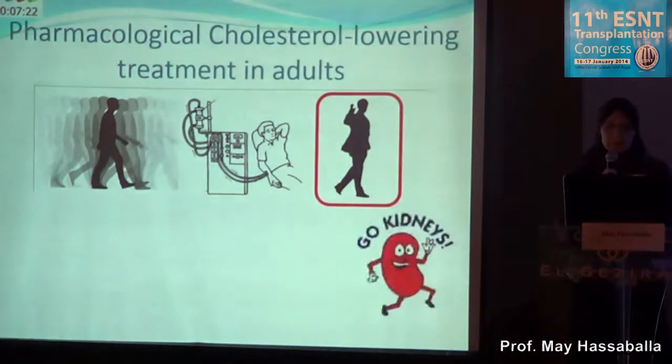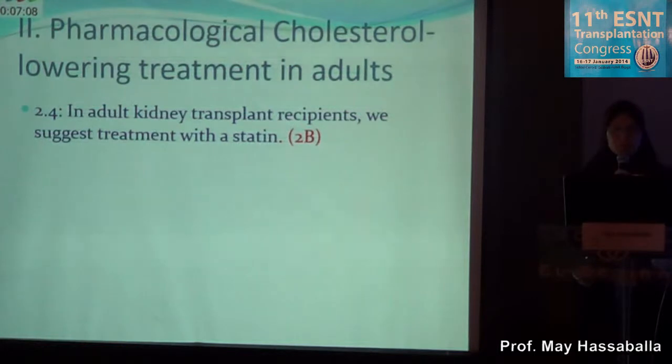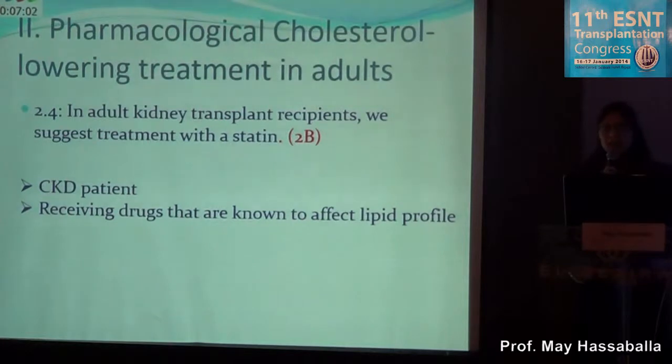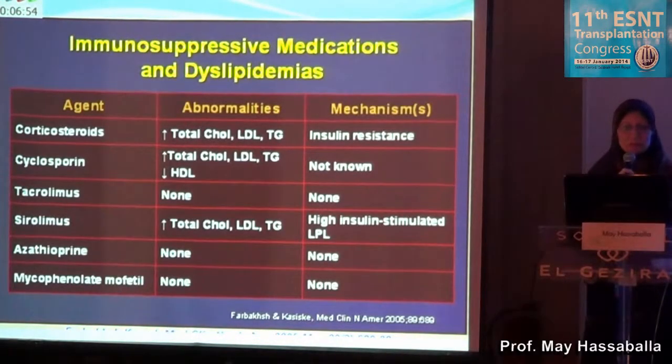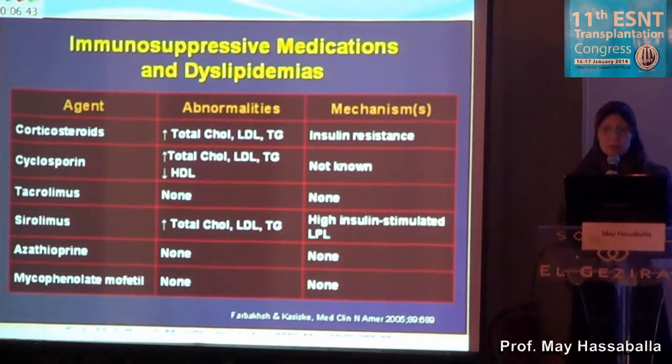Now, finally, we come to our target population, which are the transplant patients. And the statement for the transplant patients for pharmacological cholesterol-lowering in adults is that in adult kidney transplant recipients, we suggest treatment with a statin, and this is graded as 2B. Like we said, those patients are CKD patients, and not only that, they are also receiving drugs that are known to affect the lipid profile. And you can see here that corticosteroids, cyclosporin, and sirolimus are all having an impact on the lipid profile. Tacrolimus does not seem to be affecting the lipid profile, and azathioprine and mycophenolate mofetil have no effect.